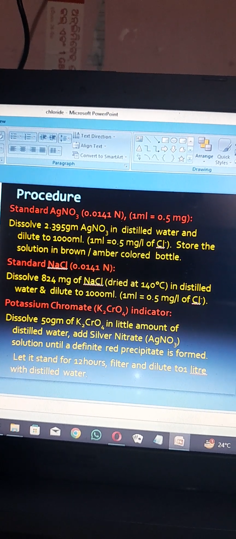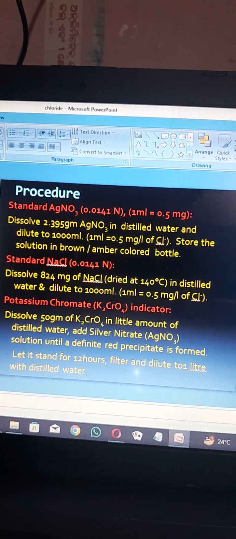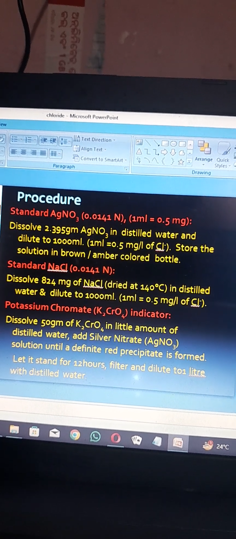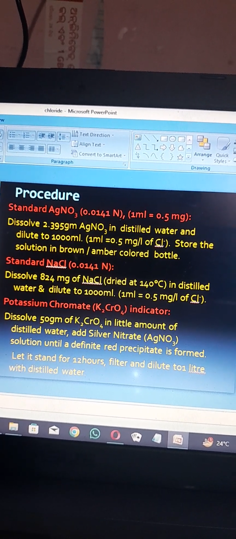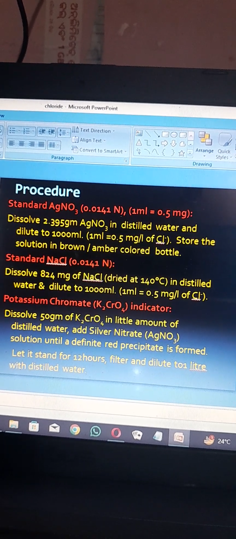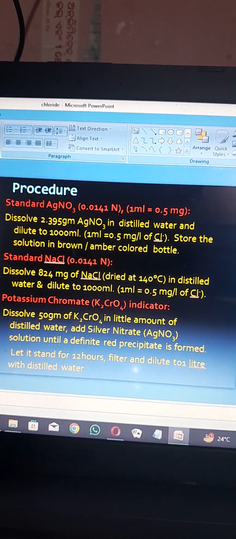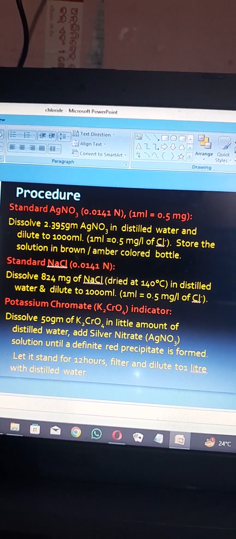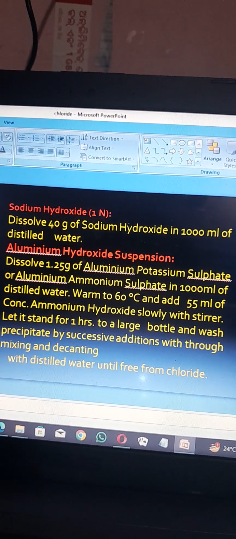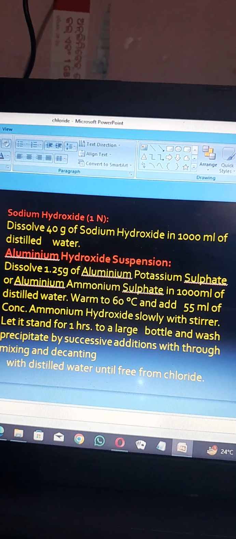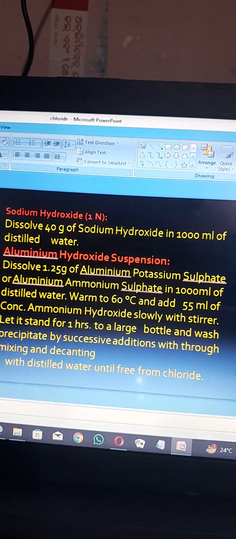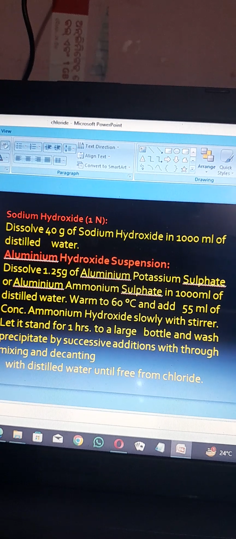Note this down, students. Until a definite red precipitate is formed. Then we have to let it stand for 12 hours, filter after 12 hours and dilute it to 1 liter with distilled water. Then we have to prepare sodium hydroxide of 1 N. For this we have to weigh 40 gram of sodium hydroxide and dilute it in 1000 ml distilled water.